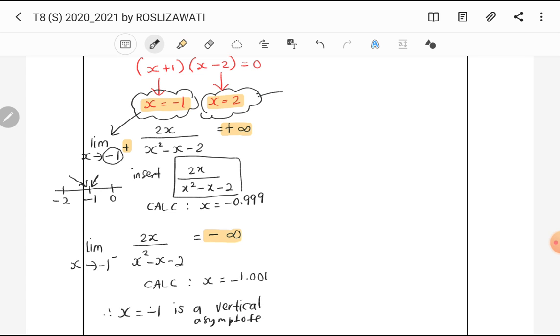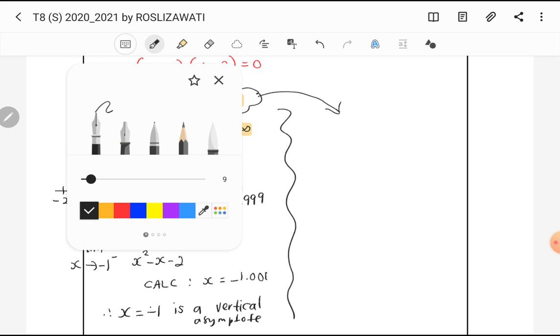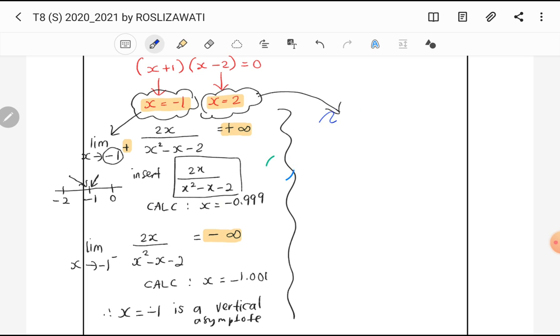Okay, yang kedua pula. Okay, so we need to check when x approaches... limit x approaches 2 from right. Function is 2x over x squared minus x minus 2. Okay, kalau awak masukkan, awak akan dapat equal to infinity. Then, awak kena tekan apa? Calculate. Okay, tengok. Dia punya tu adalah from right.